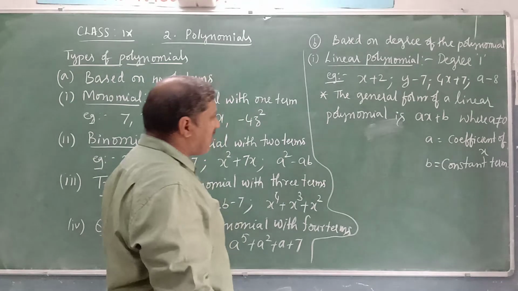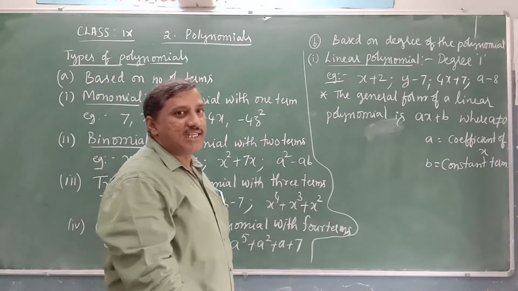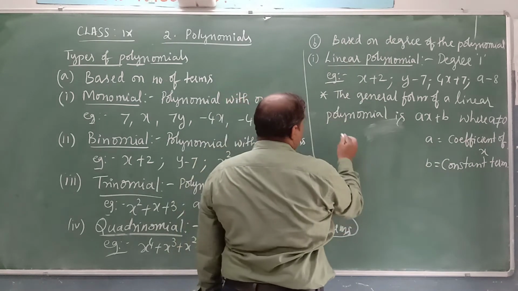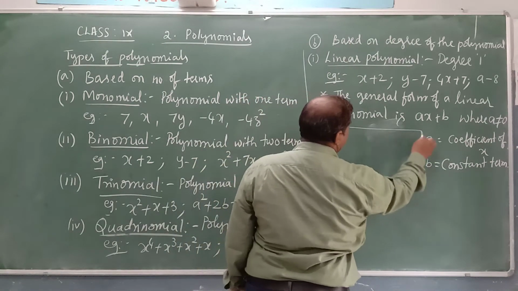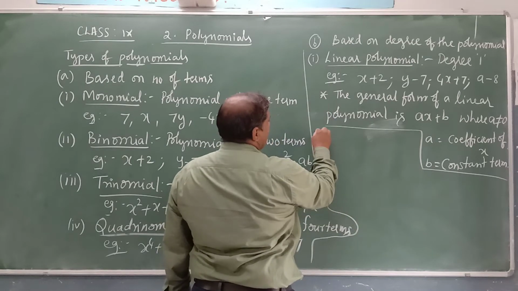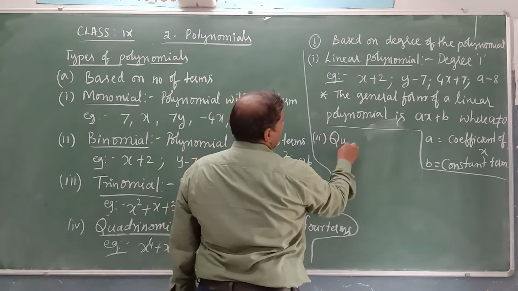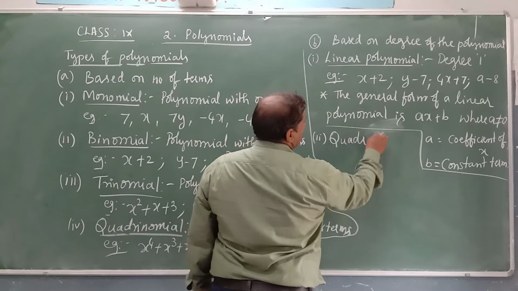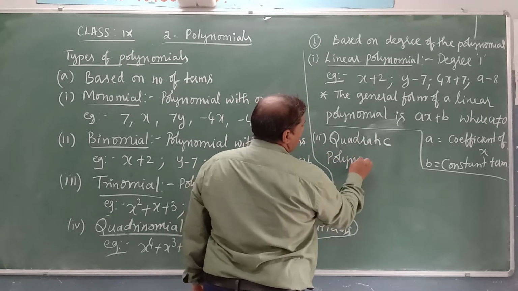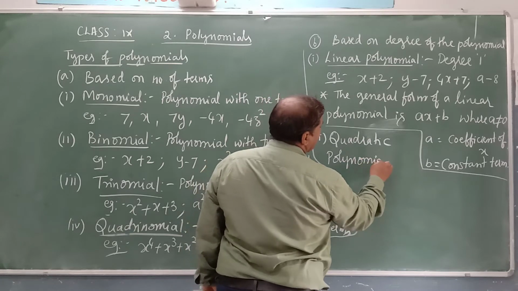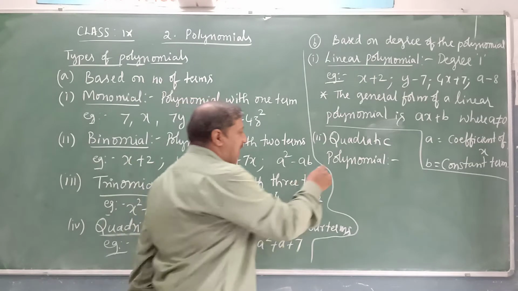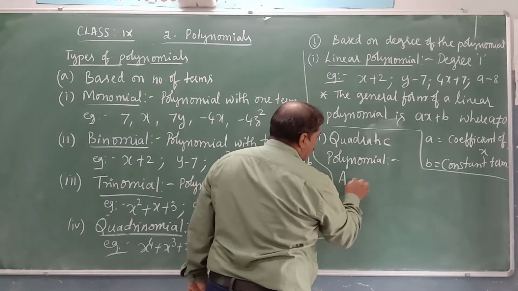Now, what do we call a polynomial with a degree 2? Yes, that is the second category. It is a quadratic polynomial. What is a quadratic polynomial? A polynomial with a degree 2 is called a quadratic polynomial.